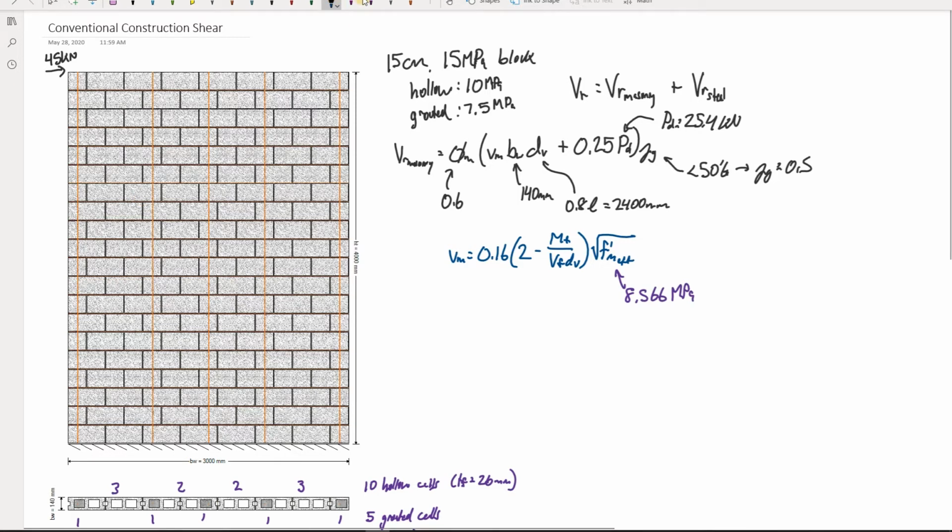So now we have to deal with this Mf over VfDv term. This is something that specifically within the standards, there's only a certain range that can be included. For this entire term here, if I draw an arrow, it has to be between 0.25 and 1.0.